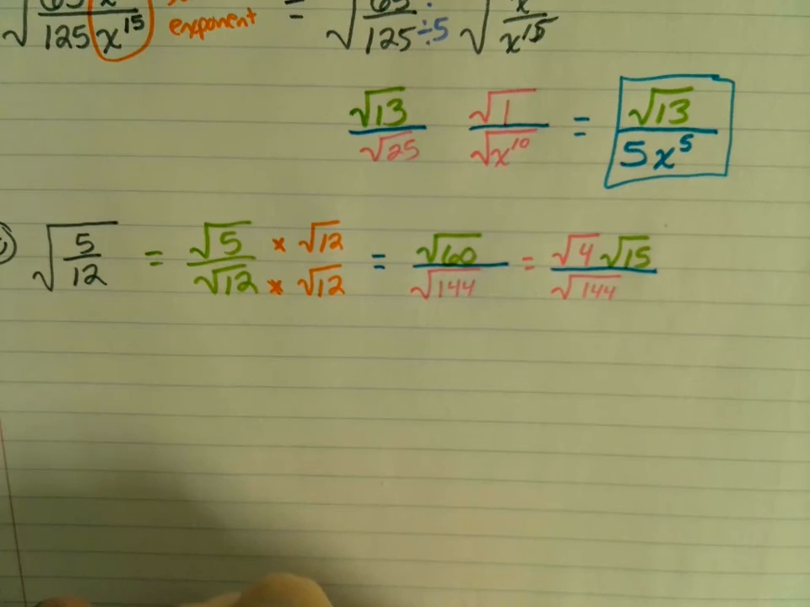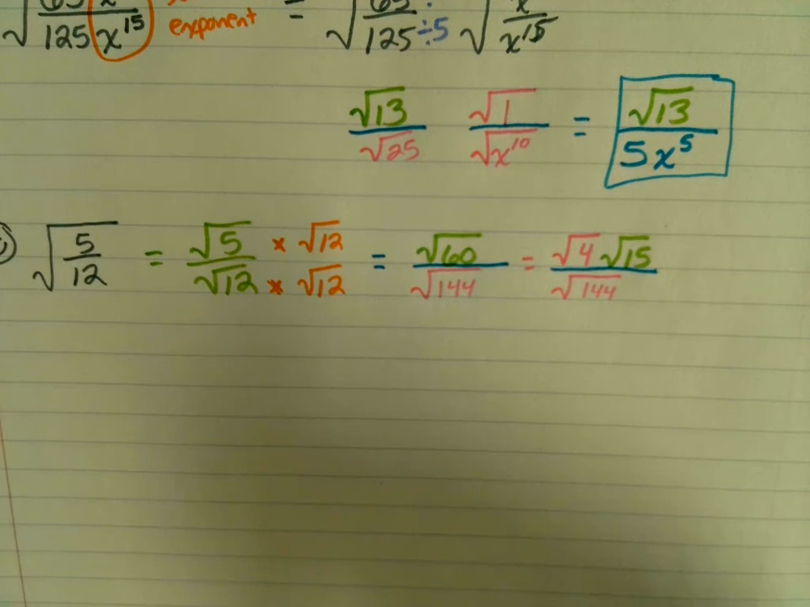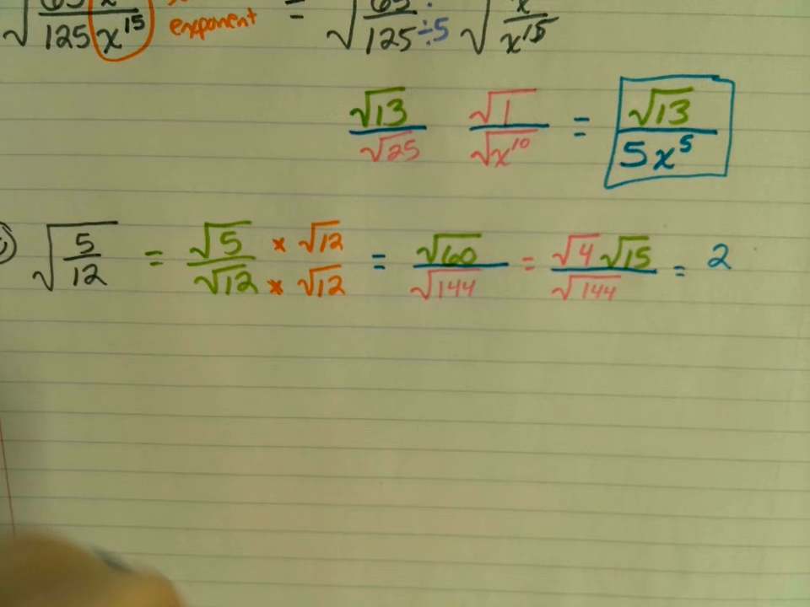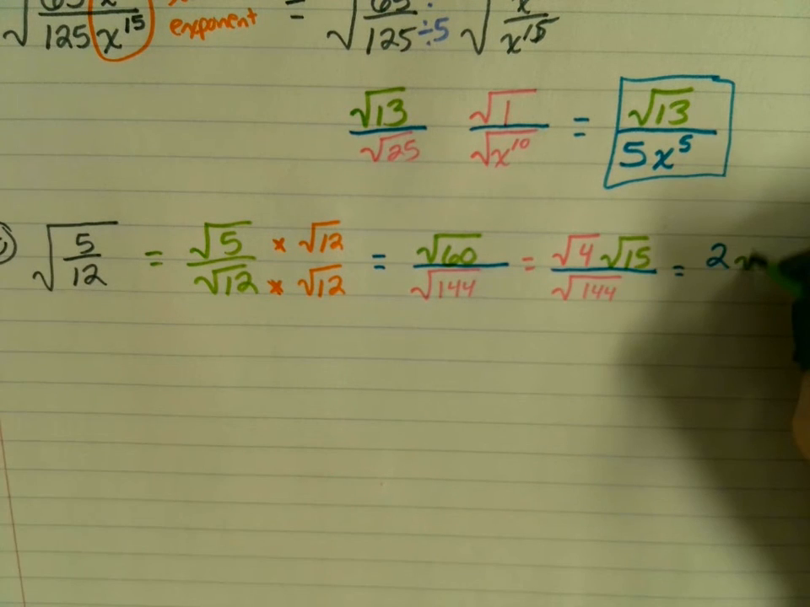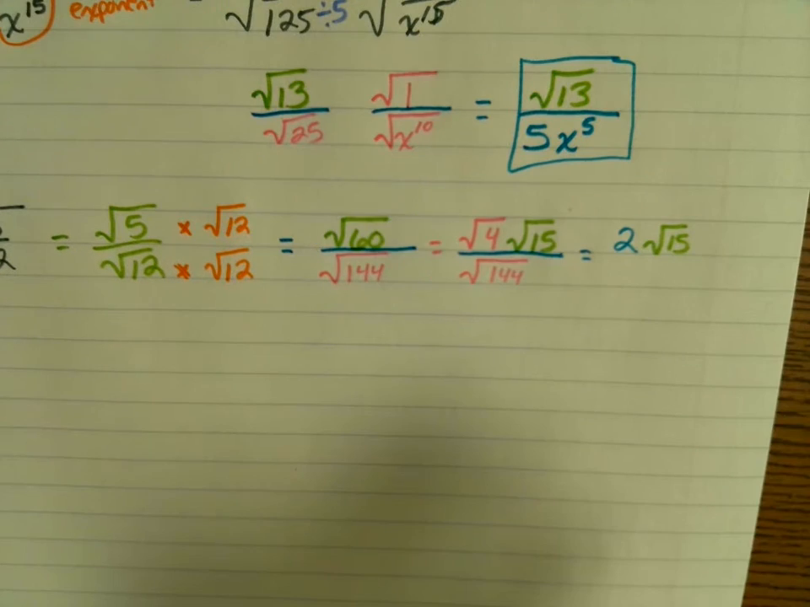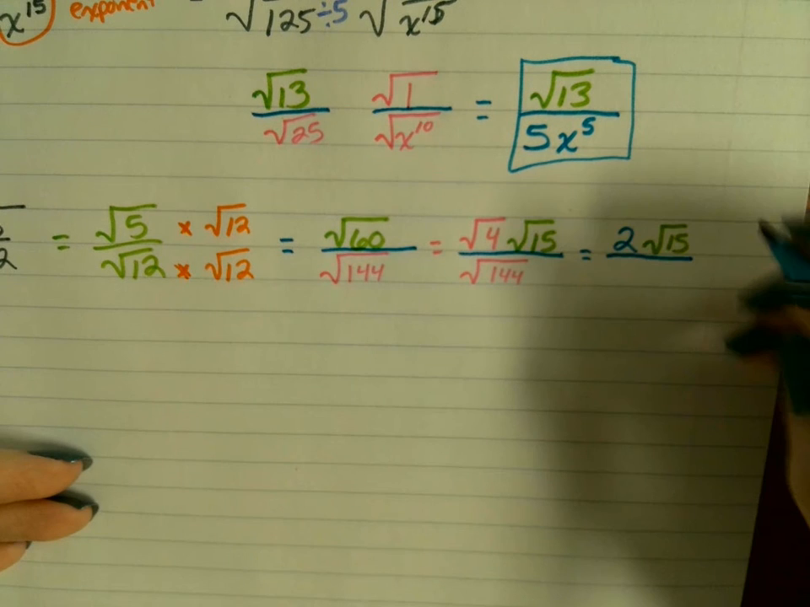Now I can start taking my square roots. What's the square root of 4? 2. So 2 square root of 15, all of it over, what's the square root of 144? 12. Okay, so I have 2 square root of 15 over 12.